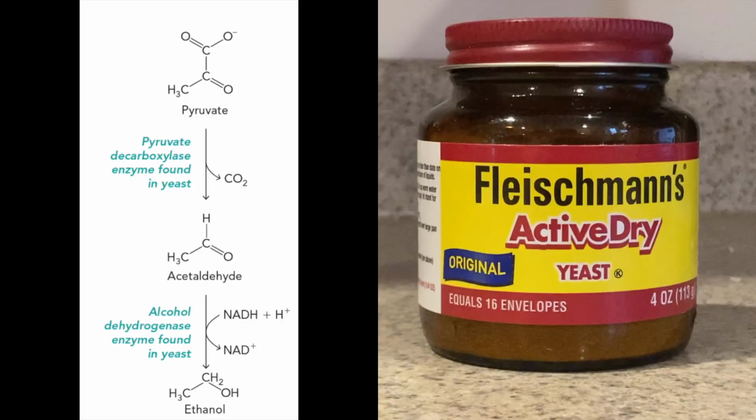Yeast is a key ingredient in bread. It causes the bread to rise. This is because the fermentation reaction uses sugar to produce ethanol and carbon dioxide using two enzymes found in yeast, pyruvate decarboxylase and alcohol dehydrogenase. Ethanol is expelled during baking, while carbon dioxide diffuses throughout the dough.